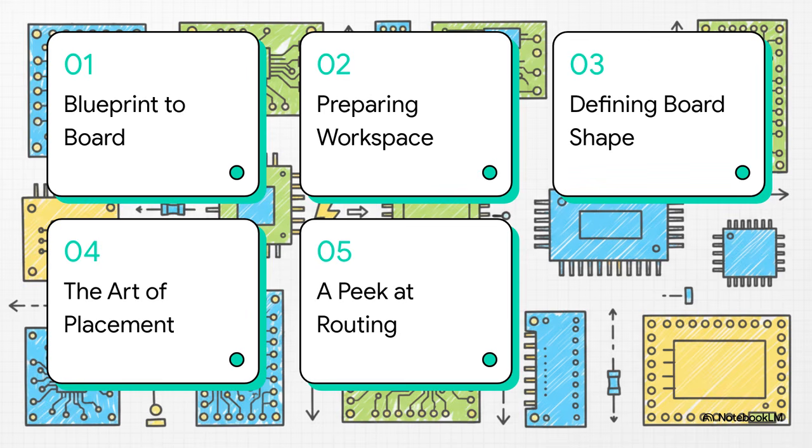First, we'll pull in our schematic. Then we'll set up our digital workspace. After that, we'll actually draw the shape of our board, then get into the real art of placing components, and finally, we'll take a quick peek at the next big step, routing.